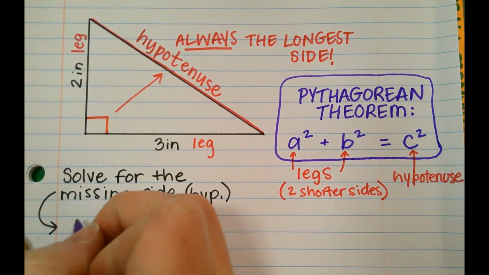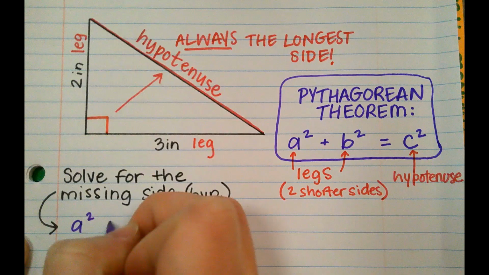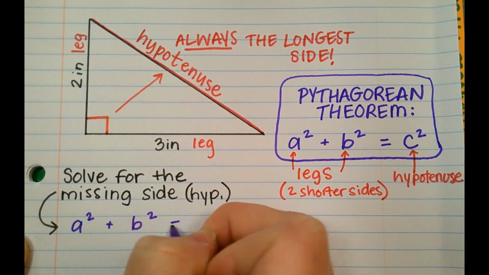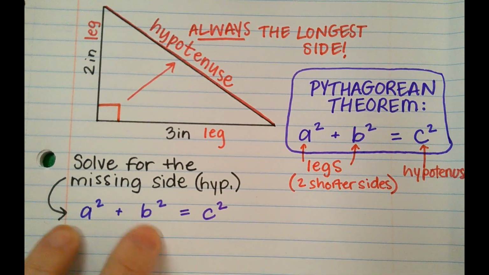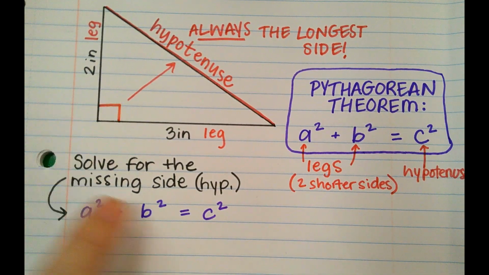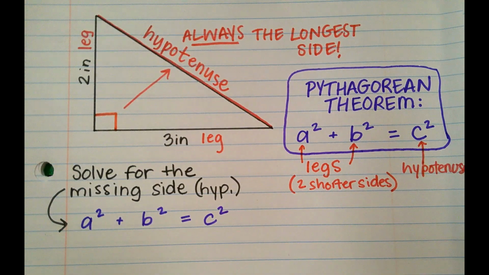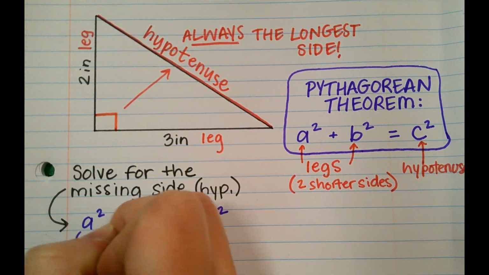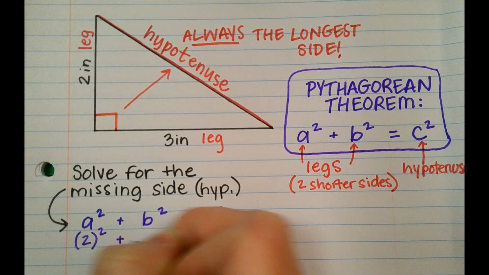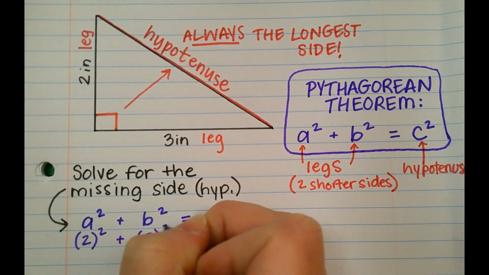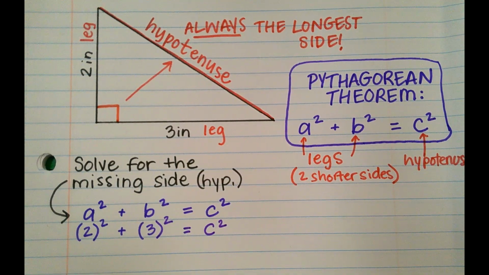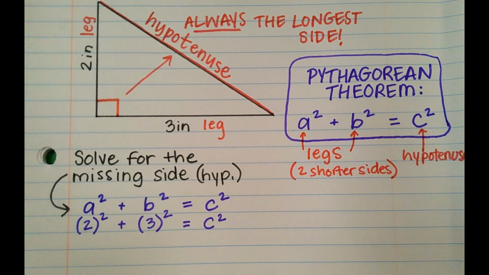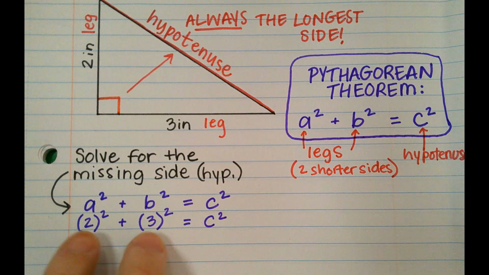So I'm going to write kind of a step by step. A squared plus B squared equals C squared. And now we're going to replace A with 2 and B with 3. 2 squared plus 3 squared equals C squared. Just plug in the lengths of the leg.